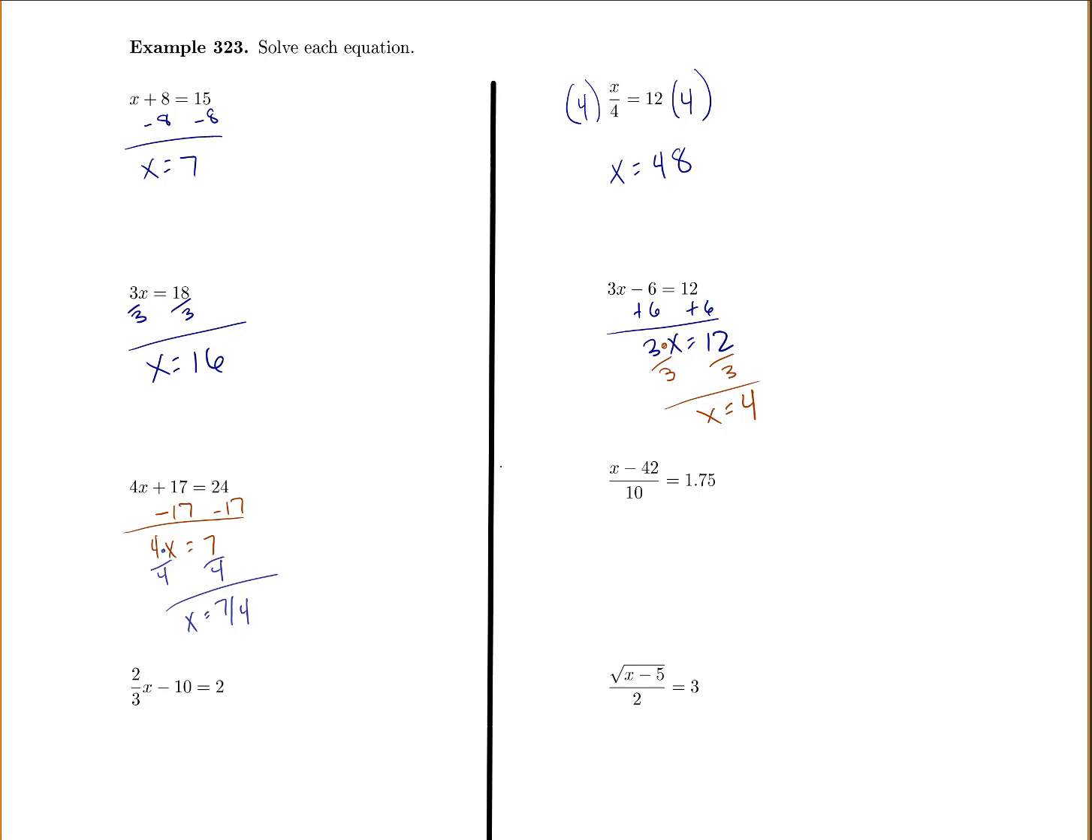This is a form of an equation we might have to solve in statistics quite often. So we have x minus 42 over 10 equals 1.75. It's important to remember that fractions are a grouping symbol, so it's like you have parentheses around the top. So let's get rid of the divide by 10 first. Let's multiply both sides by 10. So then I have x minus 42 equals 17.5. Then I can get rid of the minus 42 by adding 42 to both sides. And I get x equals 59.5.